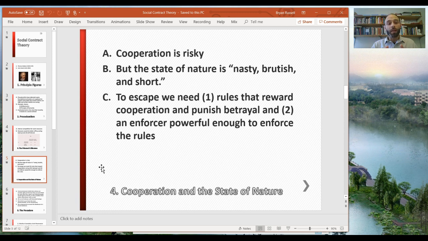So what we'd like to do is escape that state of nature. We would like to start acquiring goods for everybody, make it so everybody was better off.